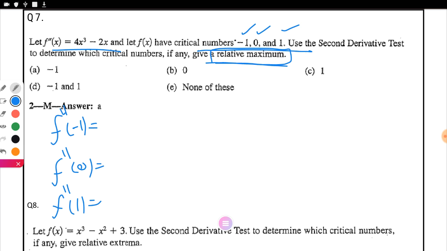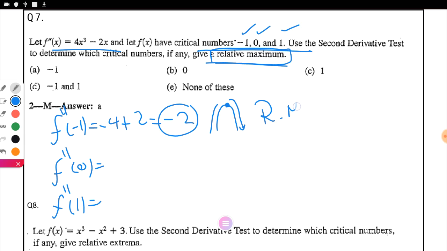Replace here, it will be 4 plus 2, or what? -4, sorry. Here plus 2, it will be -2. You can substitute by using a calculator. Since the second derivative is negative, what about the concavity? It means the function is concave downward. Since it is concave downward, we have a relative maximum at x equal -1.